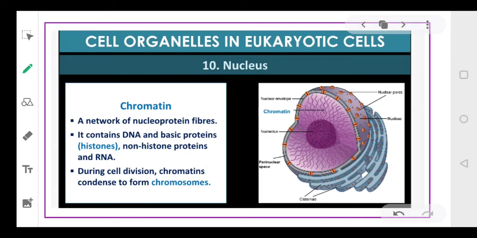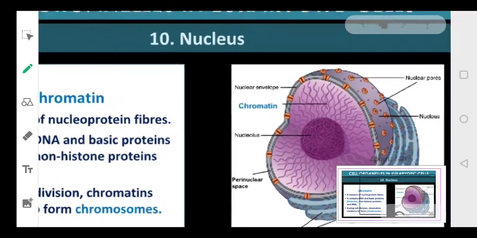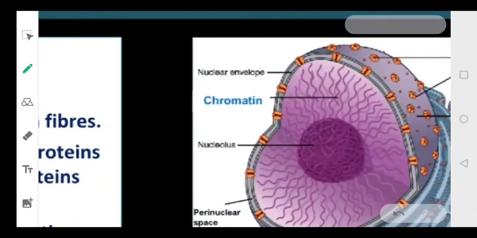Now coming to the second portion, the new chromatin part. See, in the nucleoplasm, can you see these thread-like structures? So in the nucleoplasm, there is a network of nucleoprotein fibers. In the nucleoplasm of the nucleus, there is a network of fibers present, nucleoprotein fibers, and these nucleoprotein fibers are referred to as chromatin.